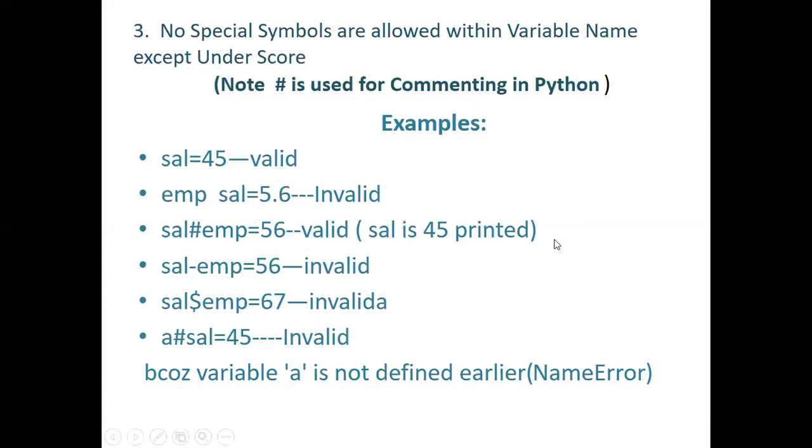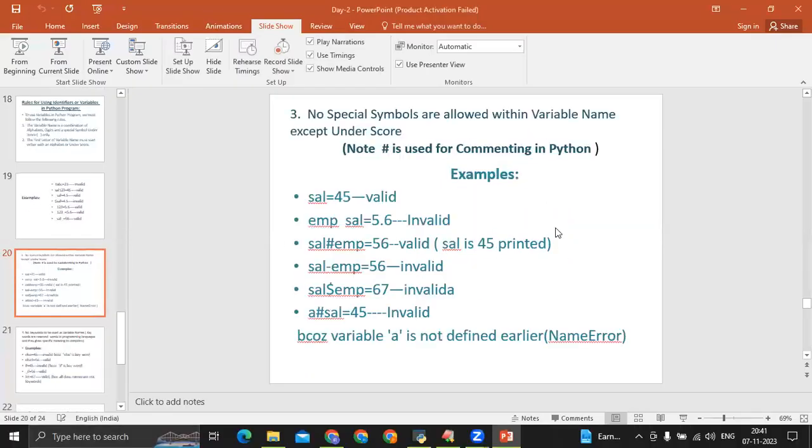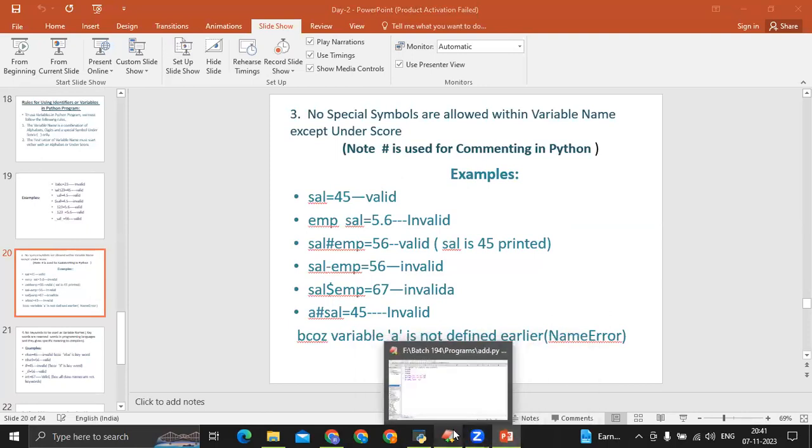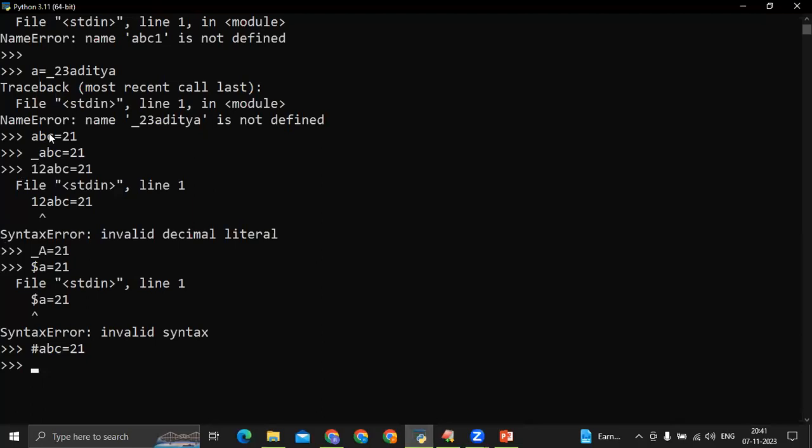Now, let me show you one more thing. Here, I have taken the variable name. See, variable name is a, which is acceptable. But if we write _23, it is not acceptable. We need to define it. Like if I write a is equal to Aditya, now it is acceptable.